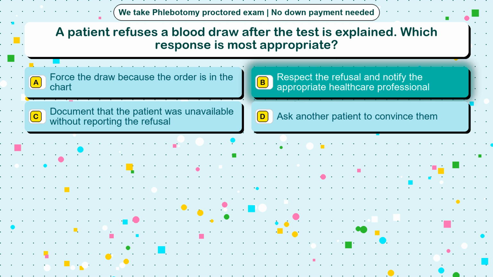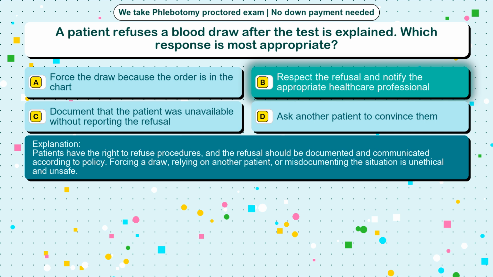The correct answer is option B. Respect the refusal and notify the appropriate healthcare professional. Patients have the right to refuse procedures, and the refusal should be documented and communicated according to policy. Forcing a draw, relying on another patient, or misdocumenting the situation is unethical and unsafe.